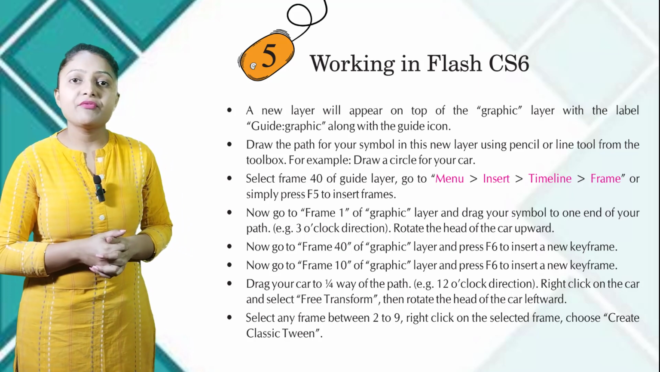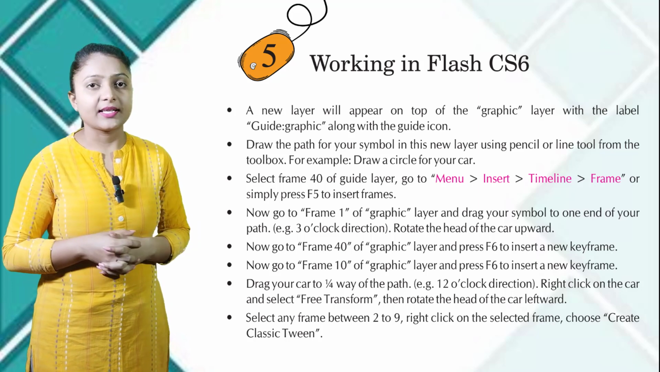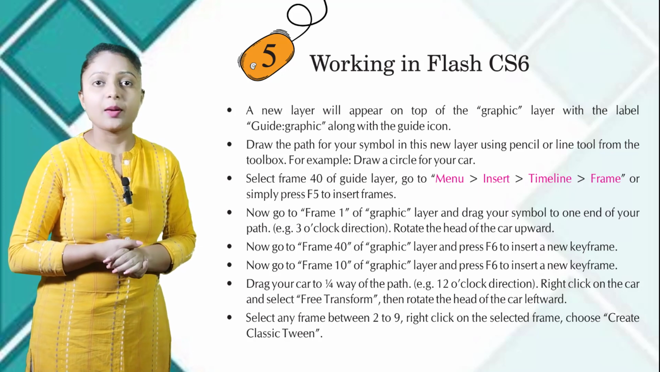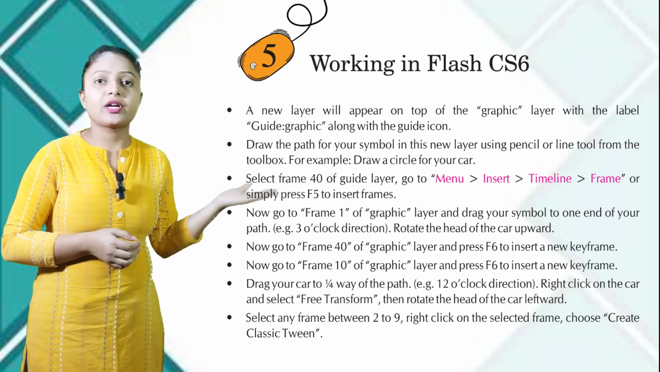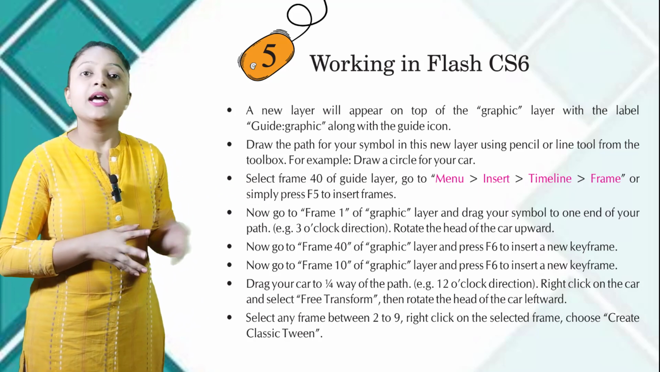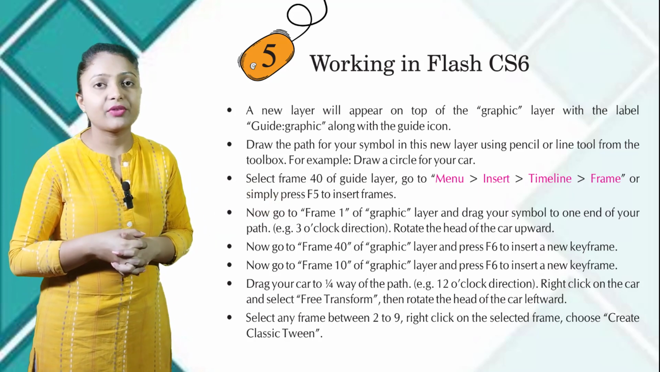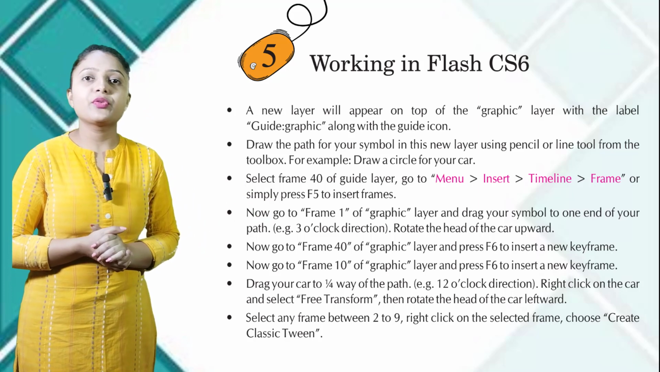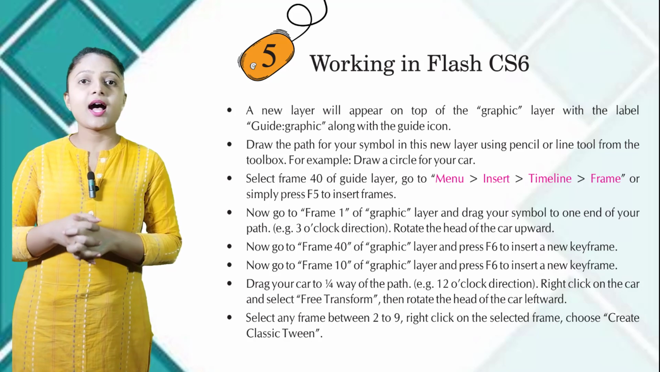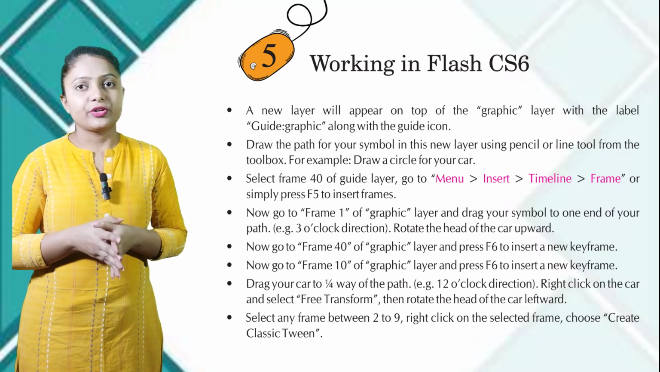Now go to frame 1 of the graphic layer and drag your symbol to one end of your path. Example, 3 o'clock direction, rotate the head of the car upward. Now go to frame 40 of the graphic layer and press F6 to insert a new keyframe. Now go to frame 10 of the graphic layer and press F6 to insert a new keyframe. Drag your car to 1/4 way of the path, example 12 o'clock direction. Right click on the car and select free transform, then rotate the head of the car leftward.